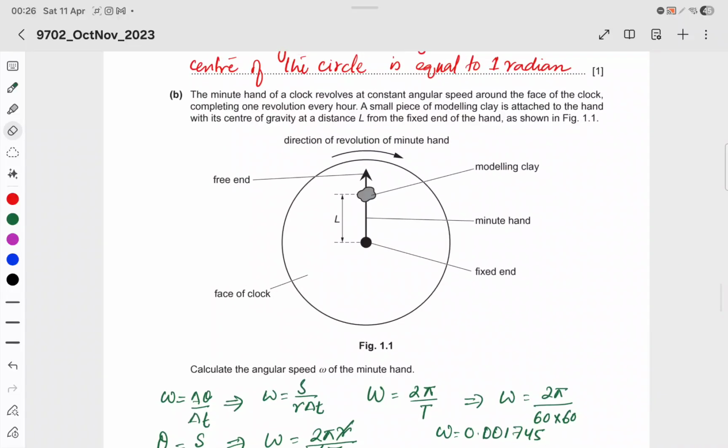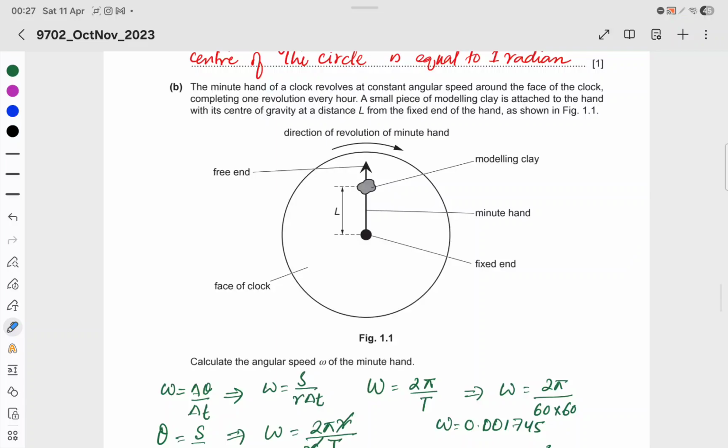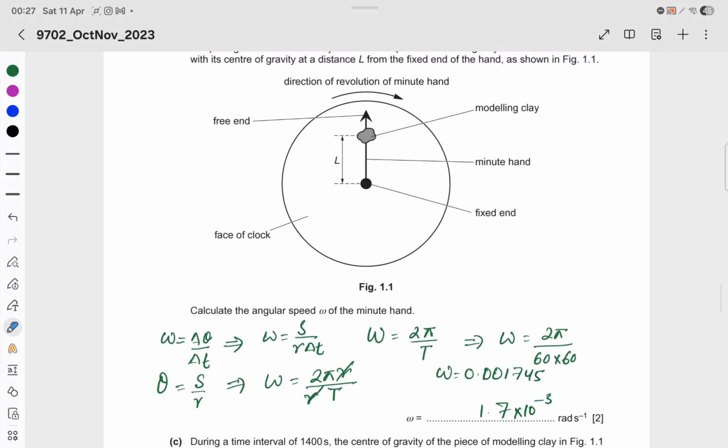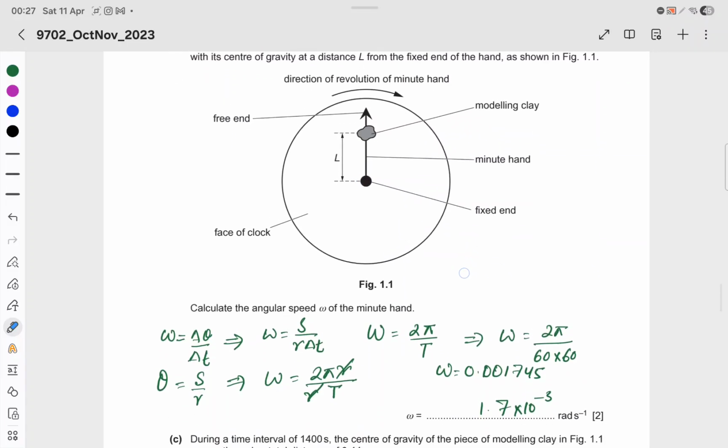Right? So, a minute hand of a clock revolves at constant angular speed around the face of the clock, completing 1 revolution every hour. A small piece of modeling clay is attached to the hand with the center of gravity at a distance L, which is actually the radius, from the fixed end of the hand, as in figure 1.1. So it is rotating clockwise.